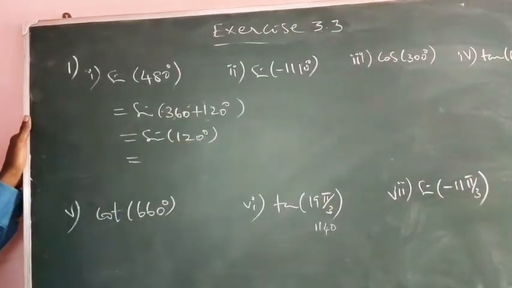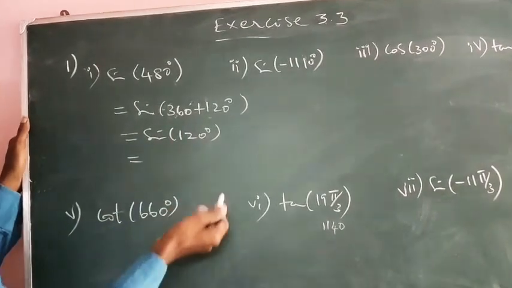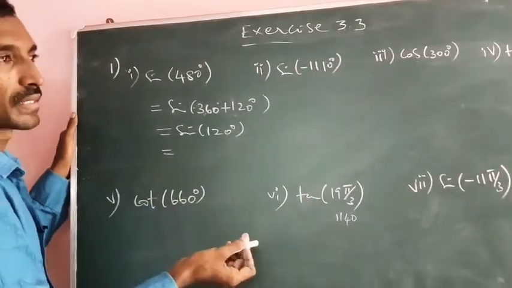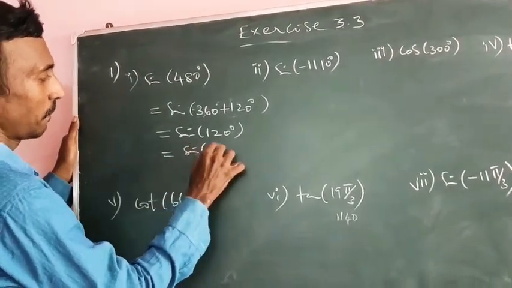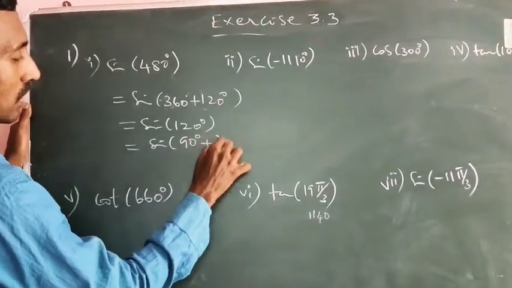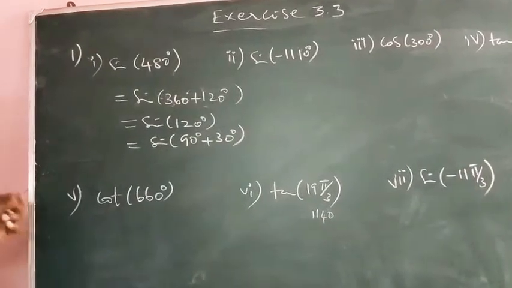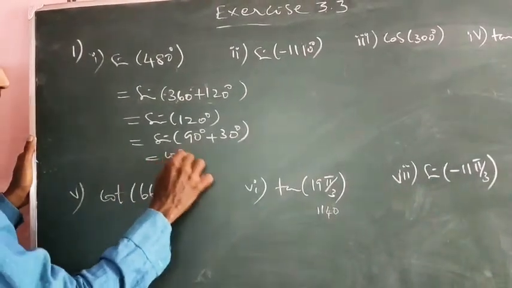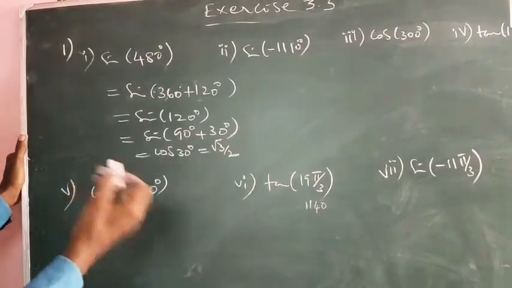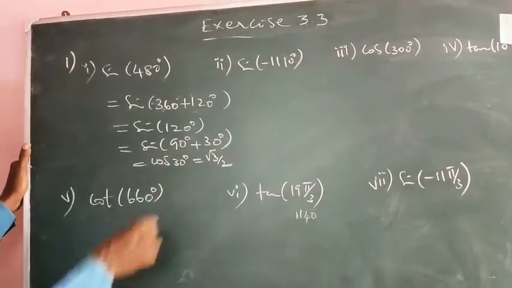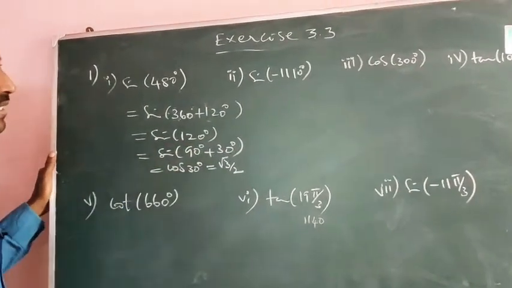So sine 120 we can write in two ways: 90 plus 30 or 180 minus 60. Sine of 90 plus 30 is cos 30, so it is root 3 by 2. Or you can write it the other way, sine of 180 minus 60, and again we are getting the same value.